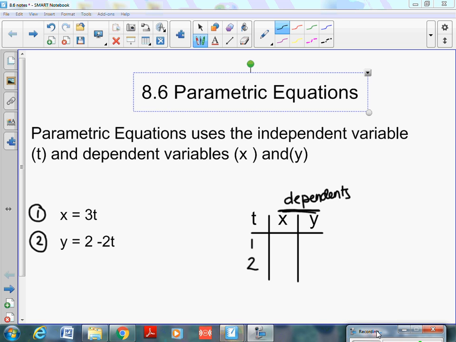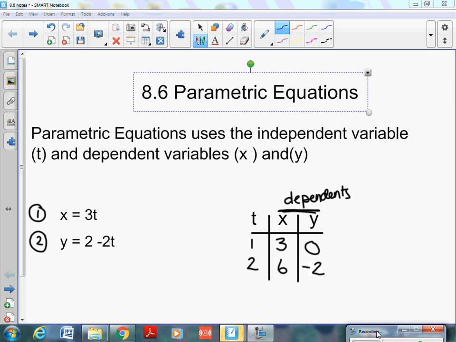So what you do is you go into the first equation to find what the x is, and x is 3. I just substituted 1 in place of t. And then to find the y value, you need to put 1 into the second equation, and you're going to get 0. Okay, we're going to do the same thing for time equals 2 minutes. What's x for 2 minutes? It's going to be 6. And for the y value, it's going to be 2 minus 4, which ends up being a negative 2.